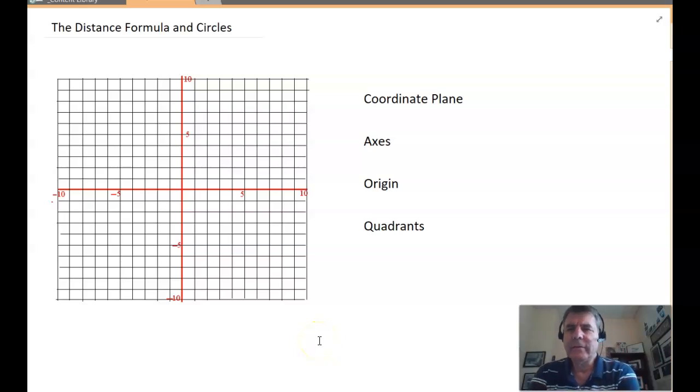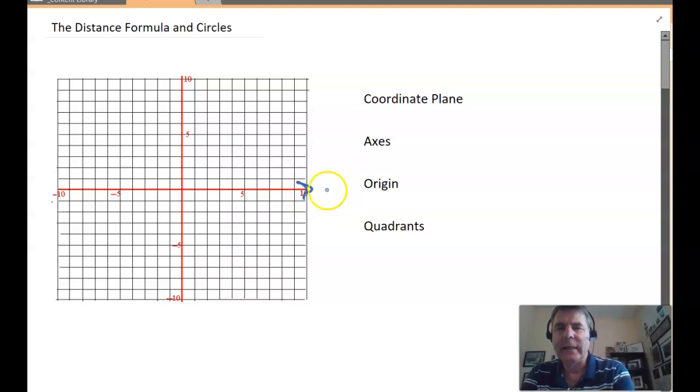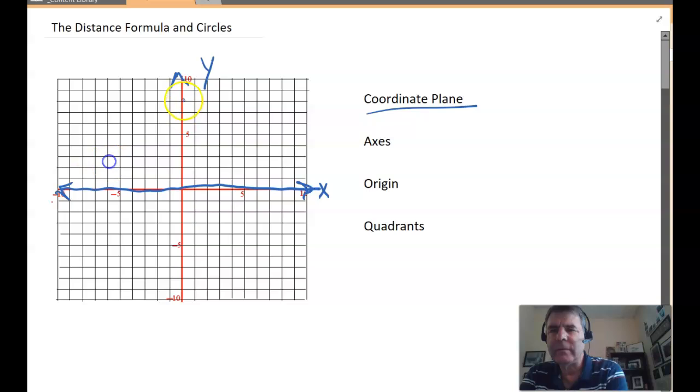Okay, so let's talk about the distance formula between 2 points and circles. First of all, when we have an x and y axis, it divides up this plane into 4 quadrants. That's called the coordinate plane. Here is the horizontal axis, which is x, and here is the vertical axis, which is y. The origin is where they intersect, and the coordinates of the origin are 0, 0. This is the first quadrant, this is the second, this is the third, and that's the fourth quadrant.